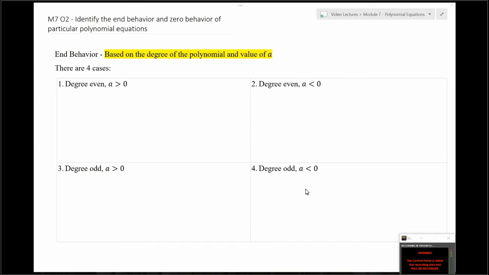So we have four cases. If the degree is even and a is greater than 0, both ends are going to point up, just like one of our favorite even functions, x squared. Now, if the degree is even and a is negative, the ends are both going to point down. Again, just like our favorite negative even function, negative x squared.